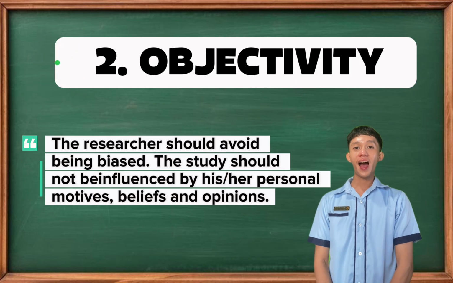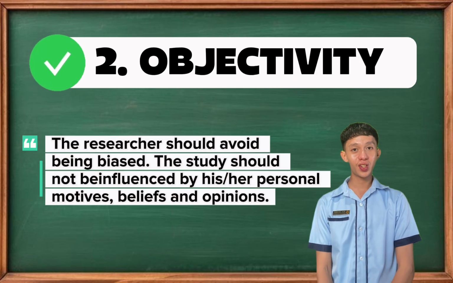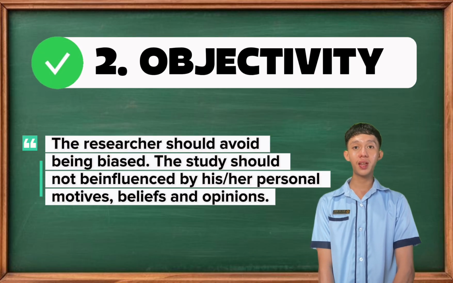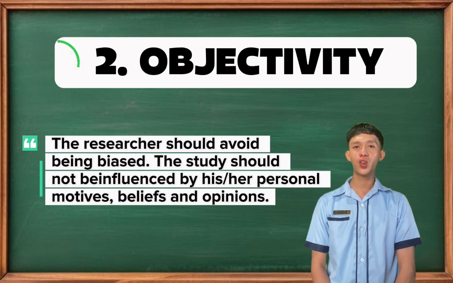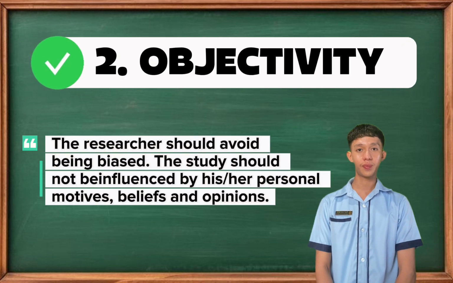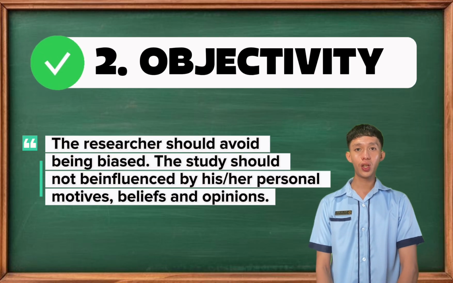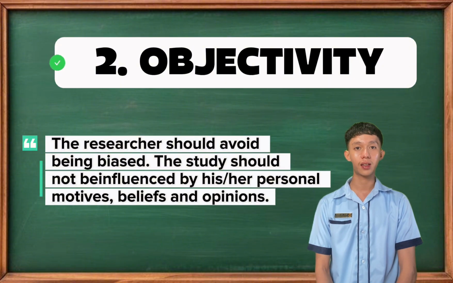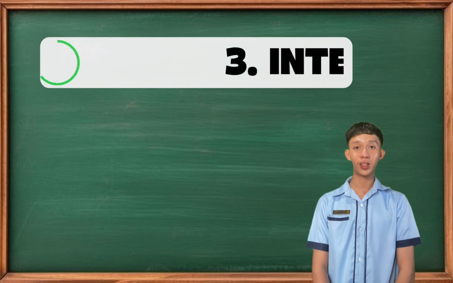Objectivity. How can you trust a study if the researcher only shows what they want others to see? So, objectivity means avoiding personal bias. Your beliefs, opinions, or motives shouldn't influence your study. So, if you prefer online learning, you shouldn't only highlight positive comments about it. Present all feedback fairly.